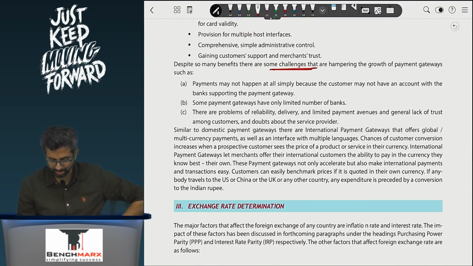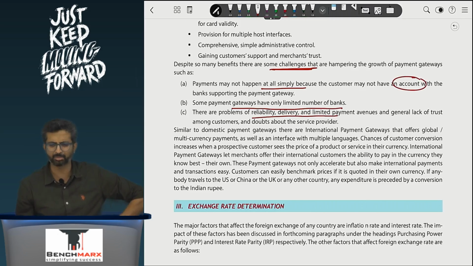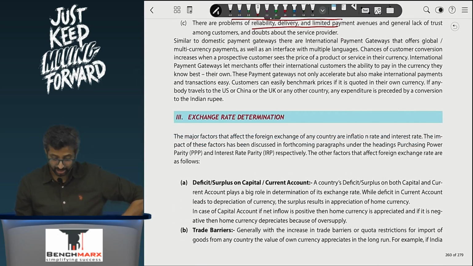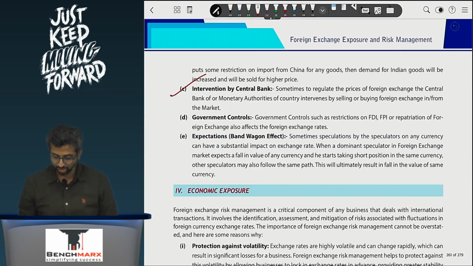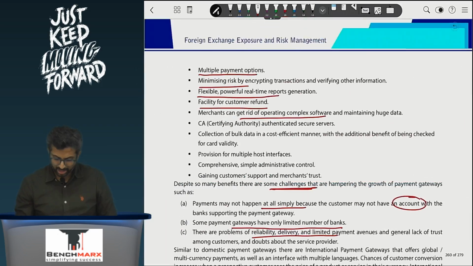There are some challenges. Payments may not happen at all because a customer may not have an account. Some payment gateways have only limited number of banks. There are some problems of reliability, delivery and limited payment options, etc. Exchange rate determination. Generally the best way for exchange rate determination is usually interest rate or inflation rate. However, there can be other factors like fiscal deficit or surplus, trade barriers if any, intervention by central banks, government controls.